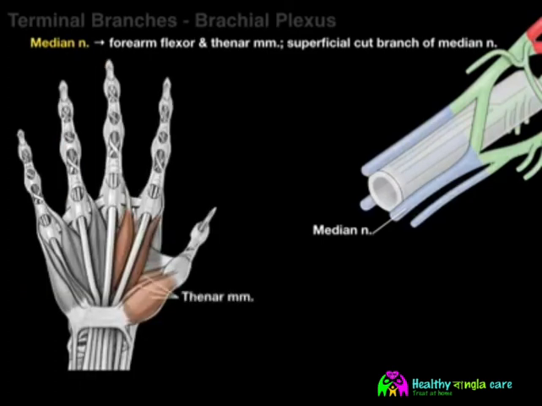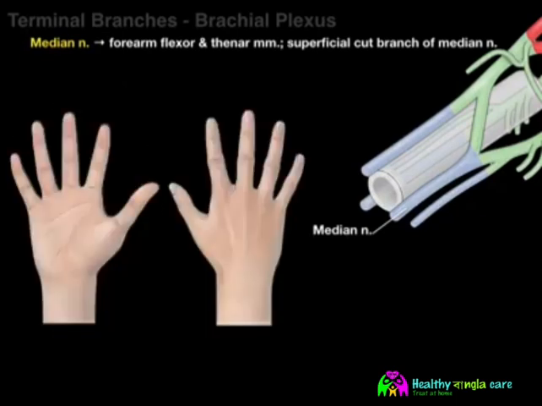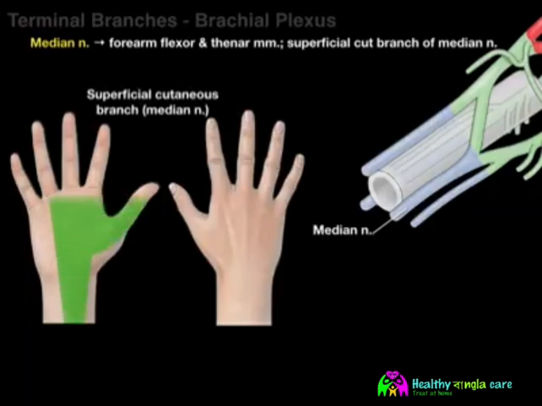It also does the thenar muscles that are the intrinsic muscles of the thumb, as well as our first and second lumbrical muscles. The sensation is as follows. So the superficial cutaneous branches of the median nerve are there. That does the volar or palmar surface of the thumb, index, middle finger, and the radial half of your ring finger, and then the dorsum of your thumb, index, middle finger, and part of the ring finger.